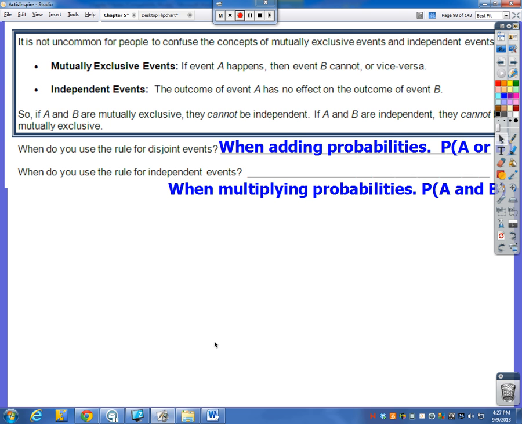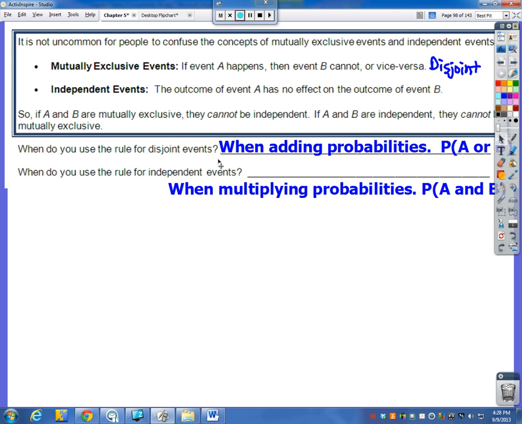So it is not uncommon for people to confuse the concepts of mutually exclusive events and independent events. Now, independent, we said earlier, means that the outcome of one event has no effect on the outcome of another event happening. Mutually exclusive means that if one event happens, then the other cannot happen. That definition sounds pretty familiar, and it should, because it's the same thing as disjoint. Mutually exclusive and disjoint are really the same things here. Now, if A and B are mutually exclusive, then they cannot be independent. And if A and B are independent, they cannot be disjoint or mutually exclusive.